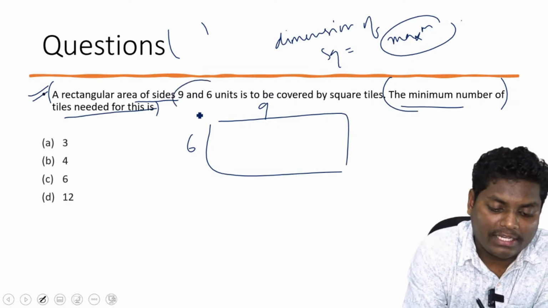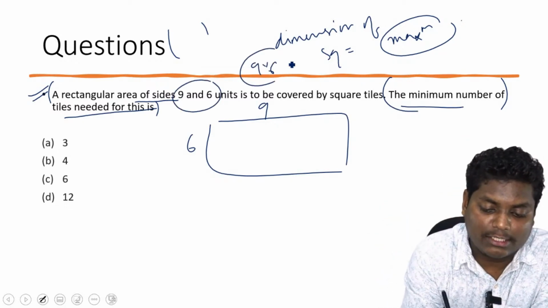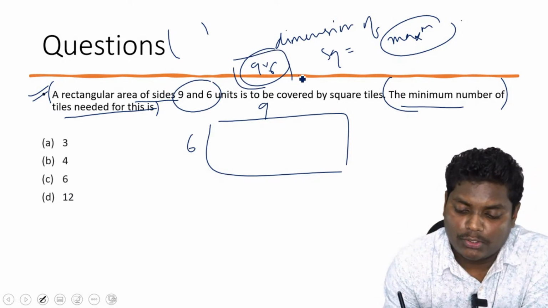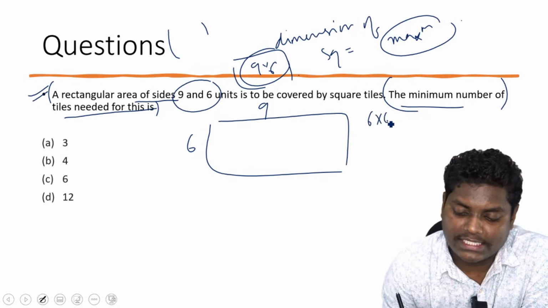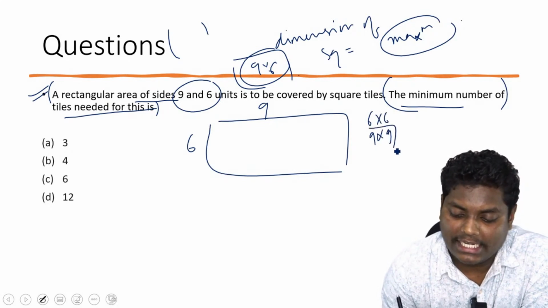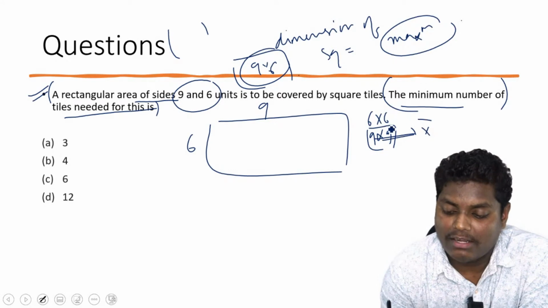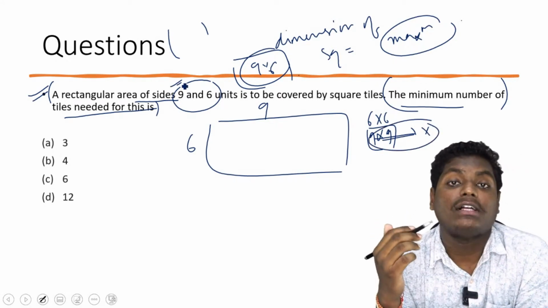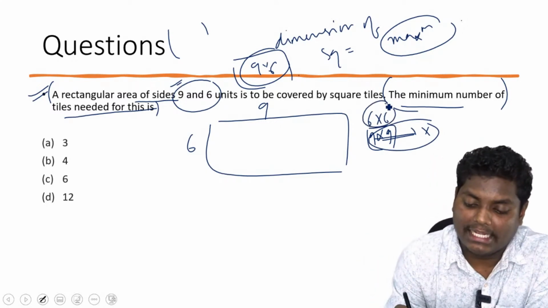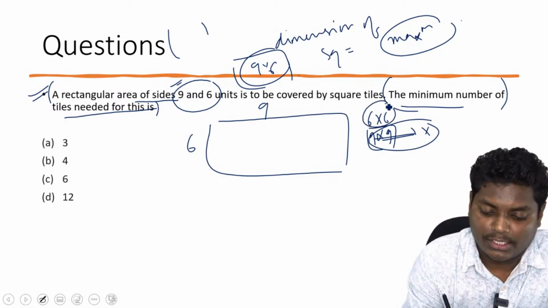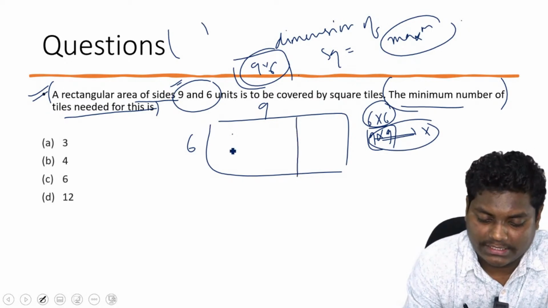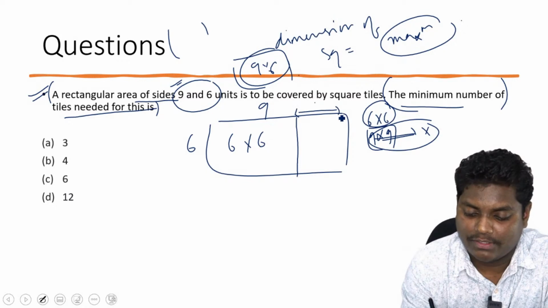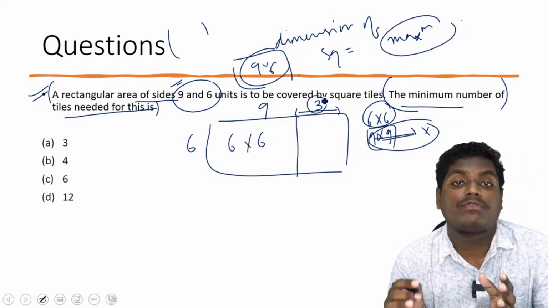So we have 9 cross 6. This area is 9 cross 6. We need to fill up this area. So what can we do? There are two options. Either we can move with a 6 cross 6 tile, or we can move with a 9 cross 9 tile. But the 9 cross 9 tile will not be applicable because the area is less. We just have the area of 9 cross 6. So we can start with a 6 cross 6 tile. If we take a 6 cross 6 tile, 3 units will be left over there.